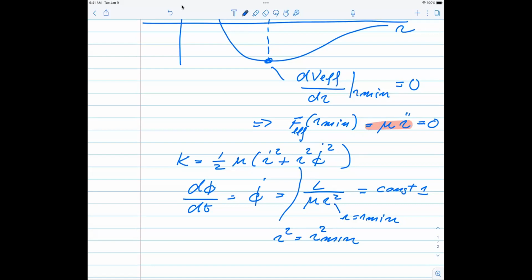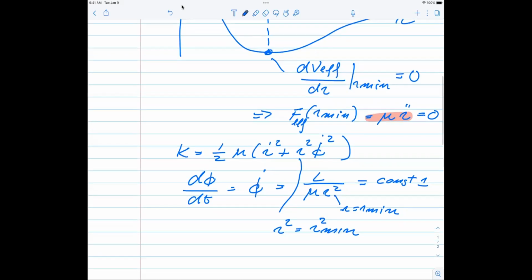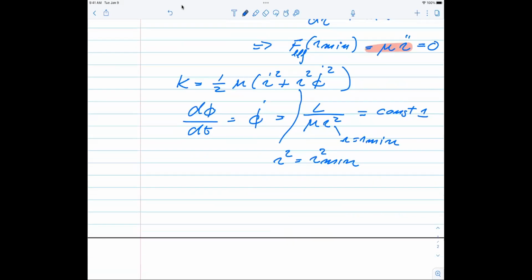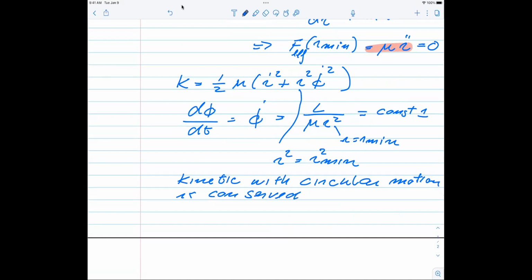Now, if we now look at the next thing, so this is important actually. If we have circular motion, if you're now testing energy conservation, that means that kinetic energy with circular motion is conserved as a function of time.